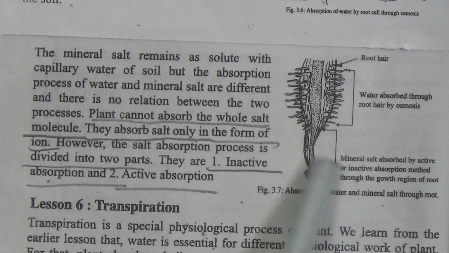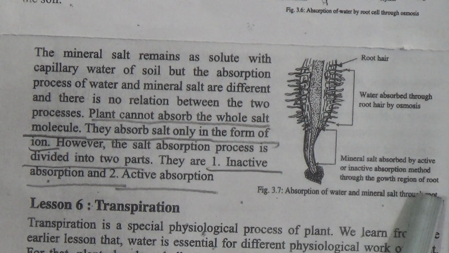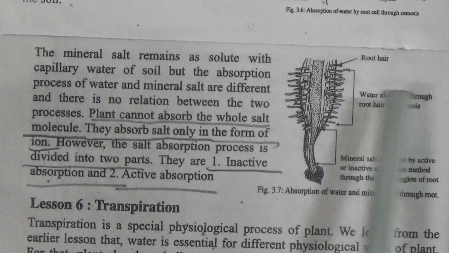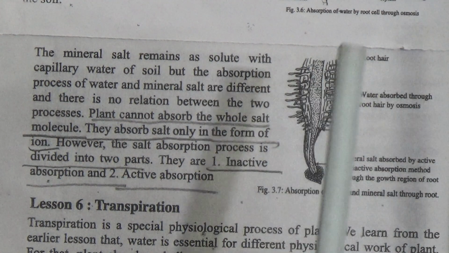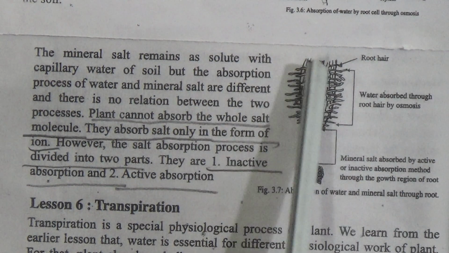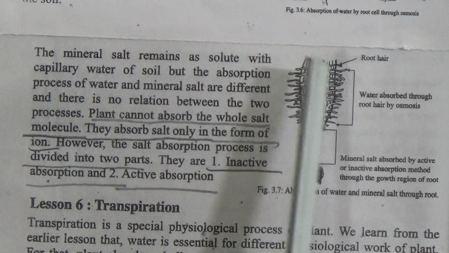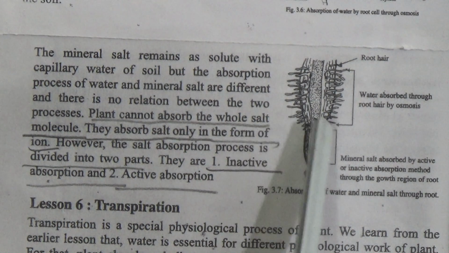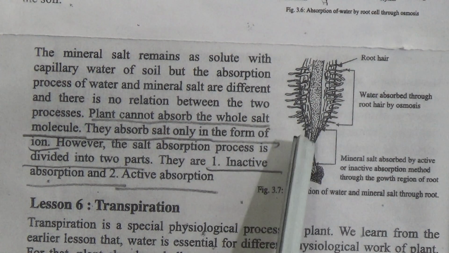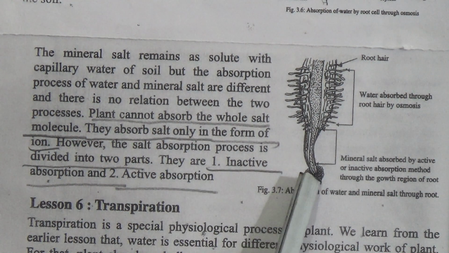My dear students, let's see the figure. Here is the absorption process of water and mineral salts through the root. So see, this is the root here, and this portion is water absorbed through root by osmosis. Through this part, plants absorb water through root by osmosis process, and this portion is mineral salt absorbed by active or inactive absorption method through the growth region of root, and this is root cap.